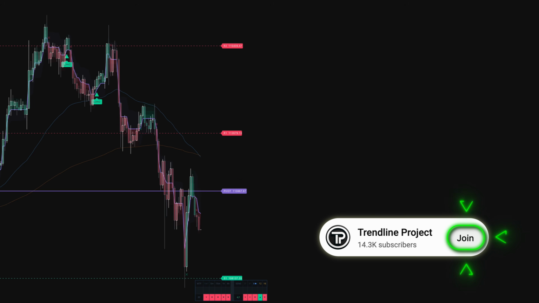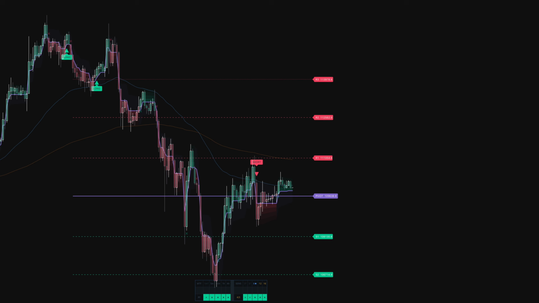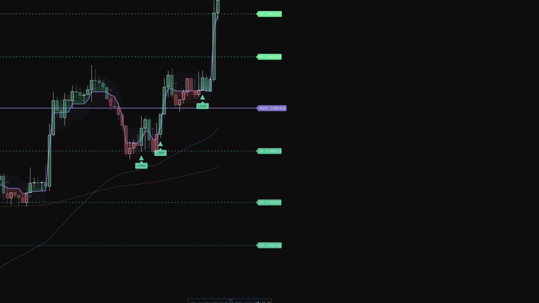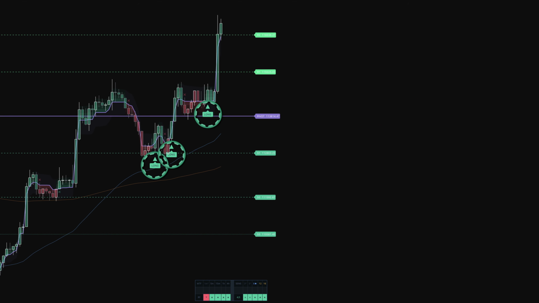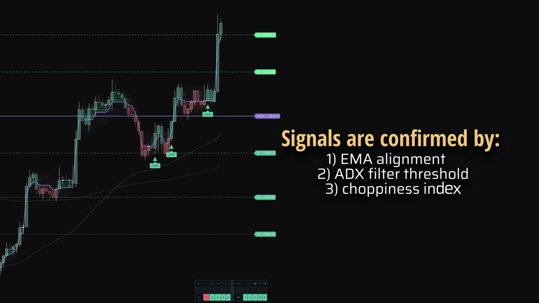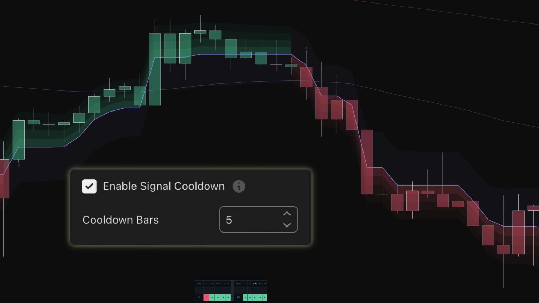The range filter calculates an ATR-based threshold, scaled by a sensitivity input, then trails price by that amount in whichever direction it is moving. When the filter changes direction, a raw signal fires. That signal then passes through 3 separate gates before reaching the chart: an EMA alignment check, an ADX filter requiring trend strength above a set threshold, and a choppiness index filter that blocks signals when the market is range-bound. A cooldown period prevents repeated signals within a set number of bars.